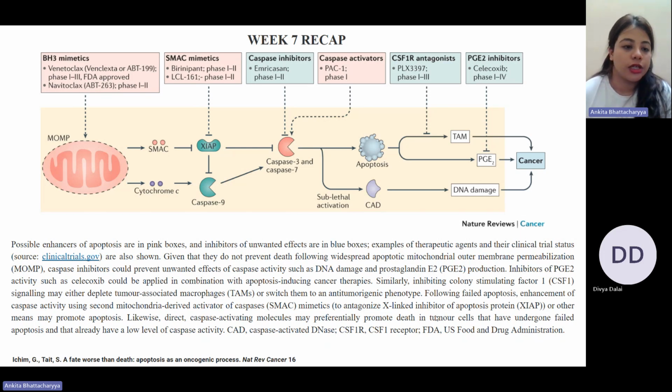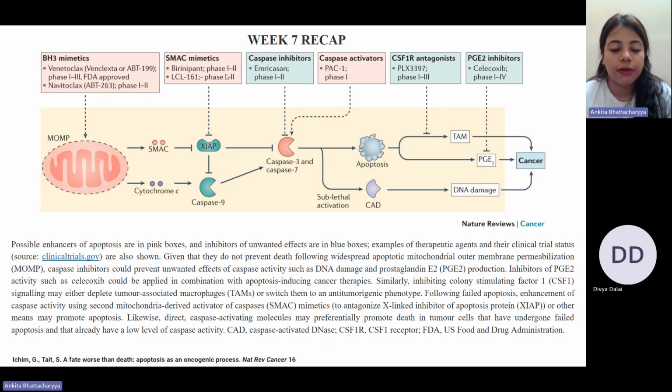The inhibitors of PGE2 activities, such as celecoxib, could be applied in combination with apoptosis-inducing cancer therapies. So it is basically an approach of combinatorial therapy where one group of therapies is inducing apoptosis, promoting cell death, but at the same time you're also giving an inhibitor of PGE2, so that upon cell death, whatever prostaglandin is being produced is not able to execute its unwanted or pro-oncogenic activity. Therefore inhibitors such as celecoxib are being considered under these circumstances, and these two can be used in combination.